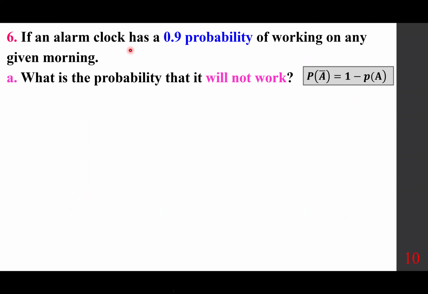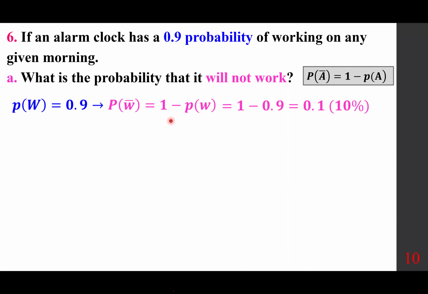If an alarm clock has a 0.9 probability of working on any given morning, what is the probability that it will not work? Well, complementary event, probability of A not is 1 minus probability of A, or A bar, or complement, as you all remember. So probability of working, W, is 0.9. Probability of W bar, that means not working, is 1 minus that. And obviously 1 minus 0.9 is simply 0.1, or 10%.